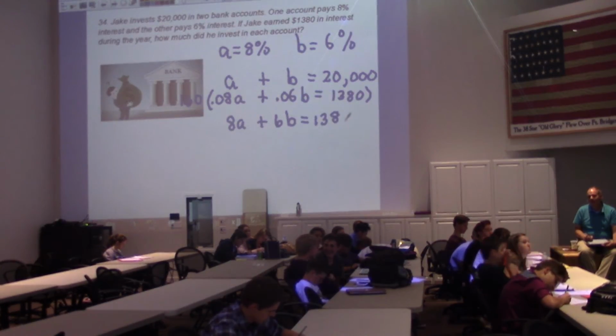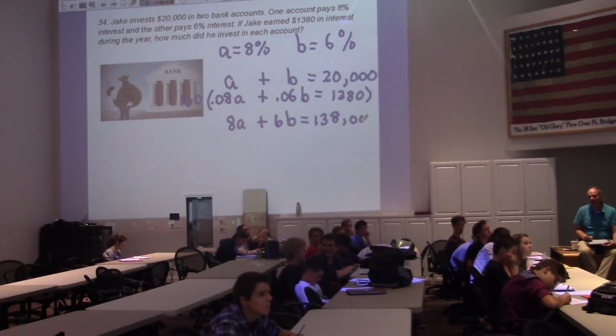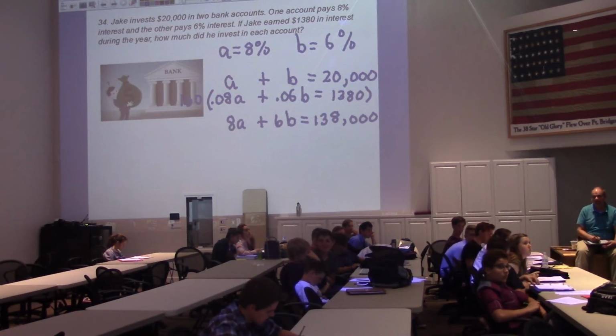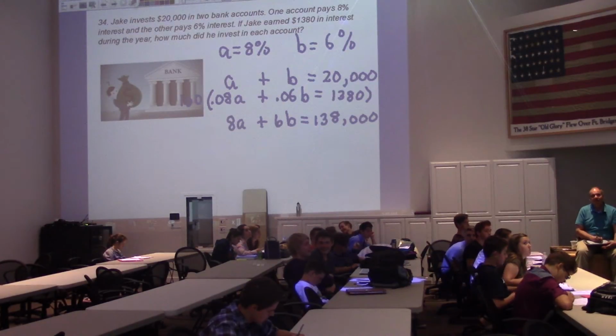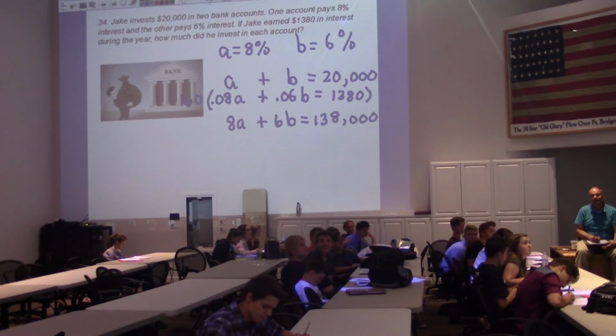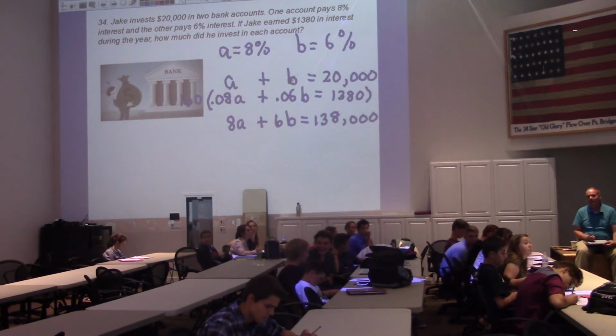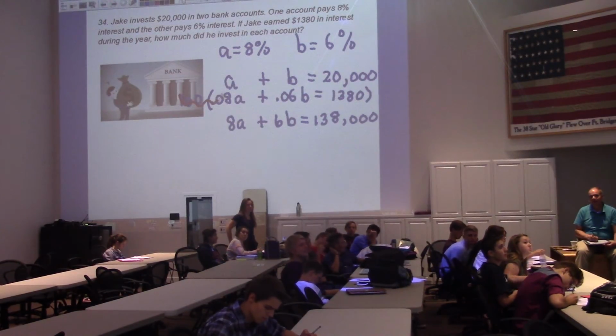Guys, what is the one negative to that trick? What's the one negative part of that trick? The numbers are now huge, right? Which is kind of a bummer. But I still think being decimal free is better than having huge numbers, in my opinion. So I would say get rid of the decimals.